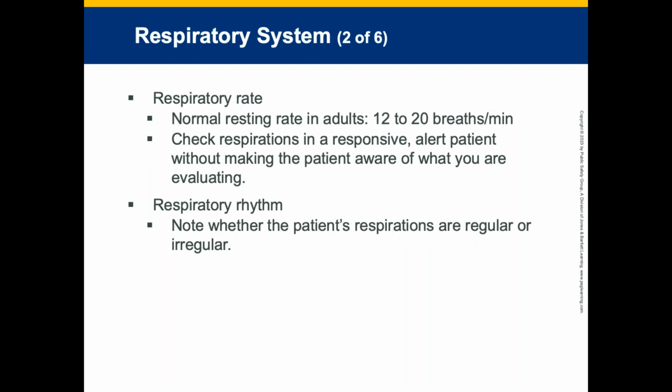The normal resting respiratory rate for an adult is 12 to 20 breaths per minute. You want to check respirations in a responsive, alert patient without making the patient aware of what you are evaluating. Because if you start saying, I'm going to check your respiratory rate, it's going to screw them up. They're going to try to say, oh, what's normal? They start screwing up the respiratory drive, right? Check your pulse at the same time, counting your respirations. I'm going to check your radial pulse really quick, and really, you're measuring respirations instead, right?